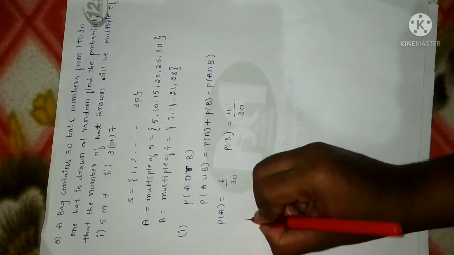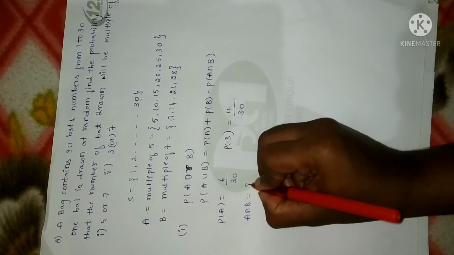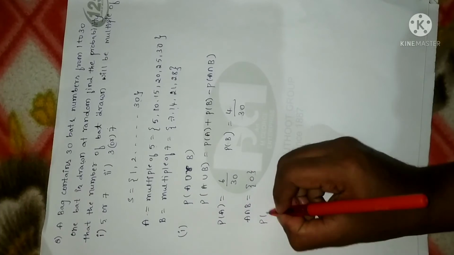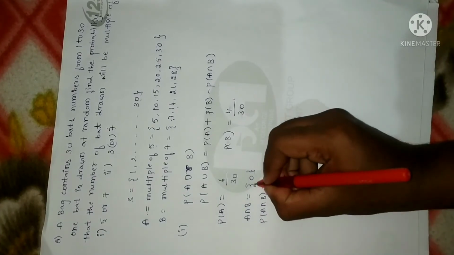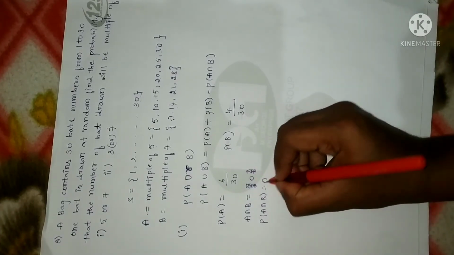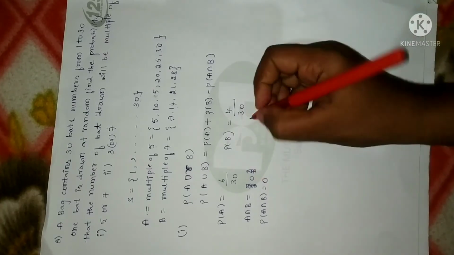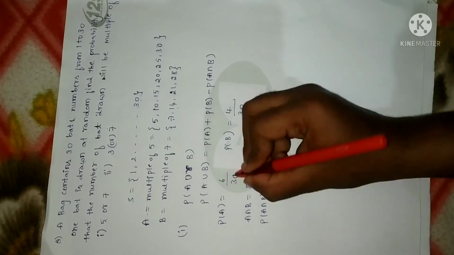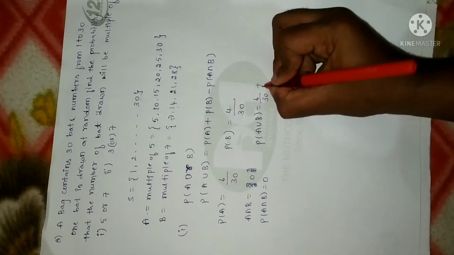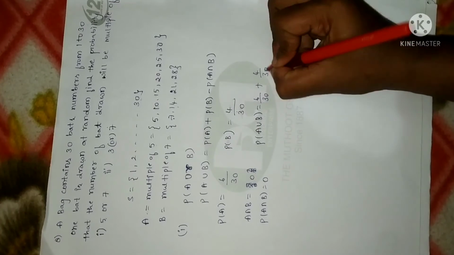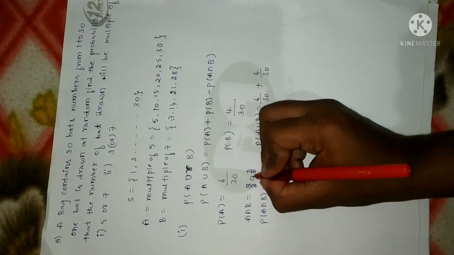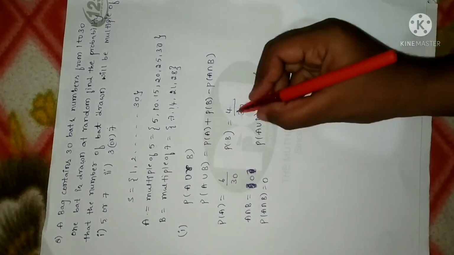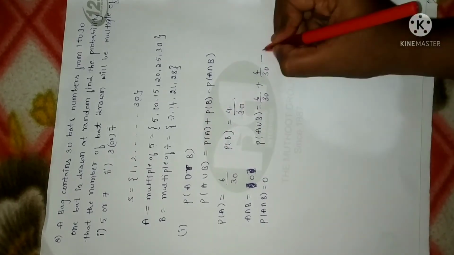Now we have to find A intersection B. Do we have any common element between A and B? Clearly there is no common element. So the probability of A intersection B will be 0. Fine. So let me substitute. Therefore, the probability of A union B will be the probability of A, 6 by 30, plus the probability of B, 4 by 30. You should not put the set symbol here. Why? Because 0 is also an element. There is no common element between A and B, so minus the probability of A intersection B, which is 0.